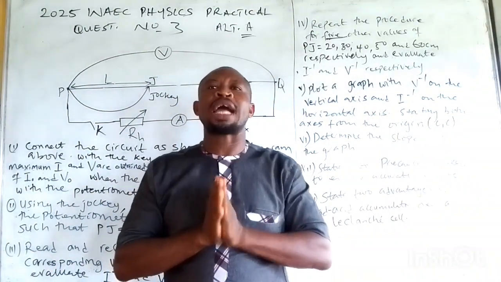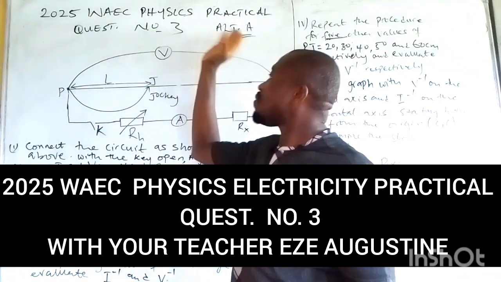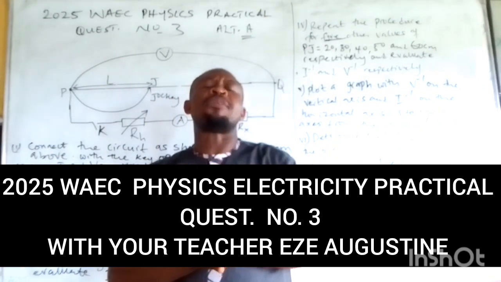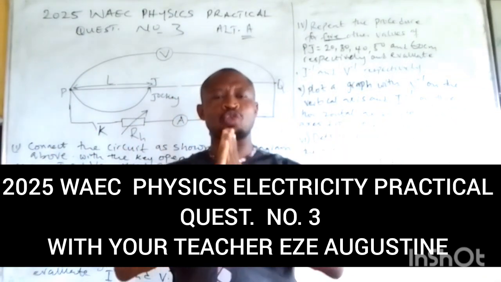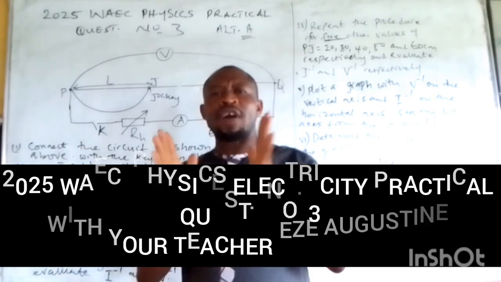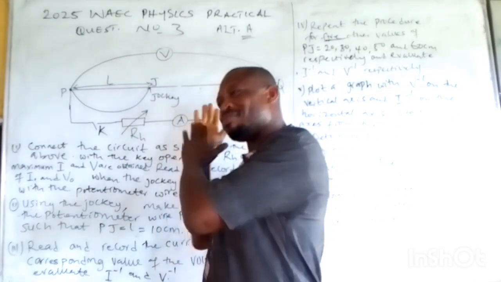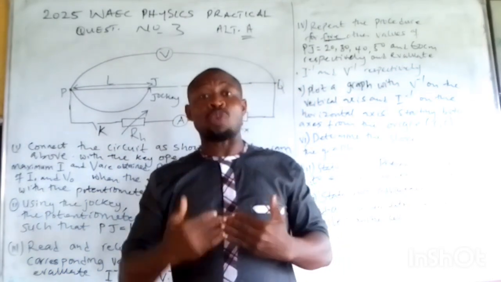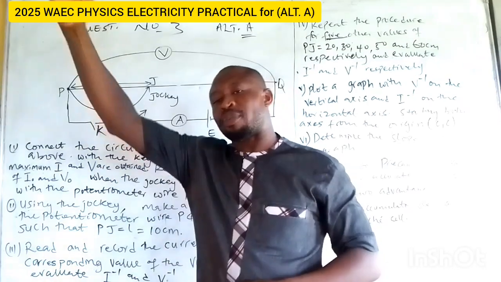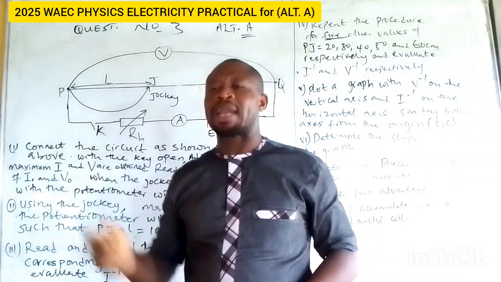Today I want us to look at the 2025 WAEC Physics Practical, precisely question number 3. And question number 3, of course, we all know is usually electricity. But the funny part of the whole thing is that students run away from electricity experiments. That is why I am bringing it up now as the first experiment. Instead of starting from number 1, I am starting from number 3 down to 1.